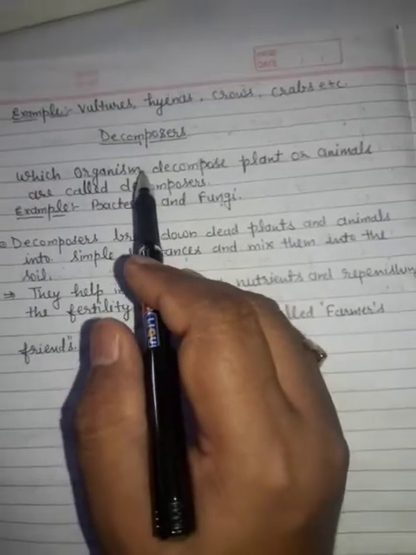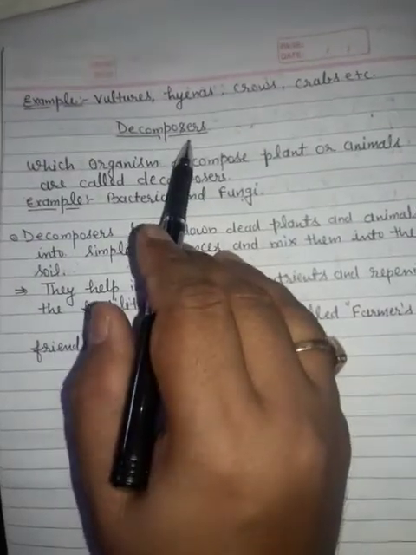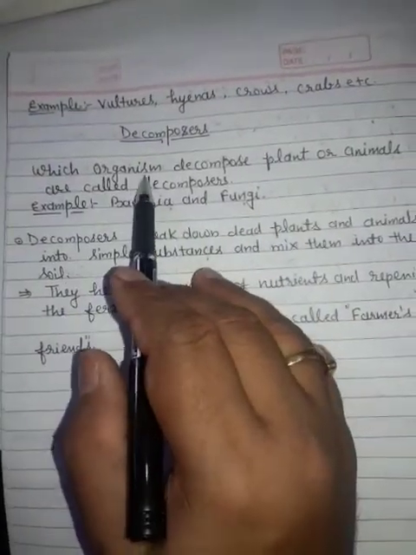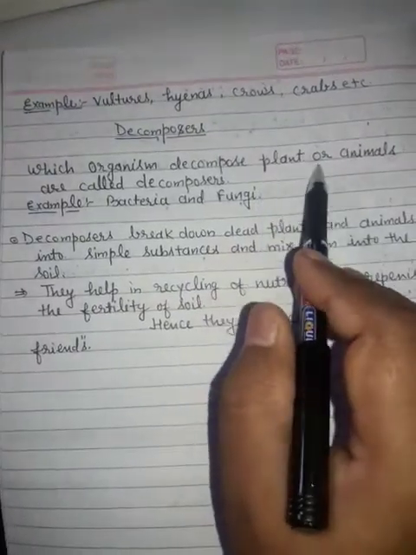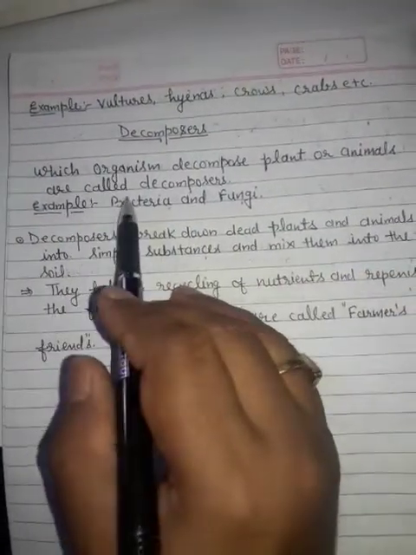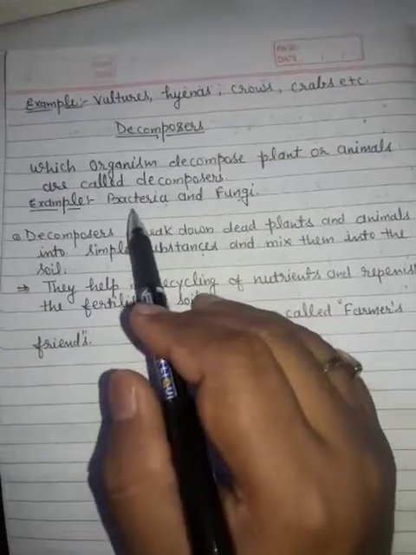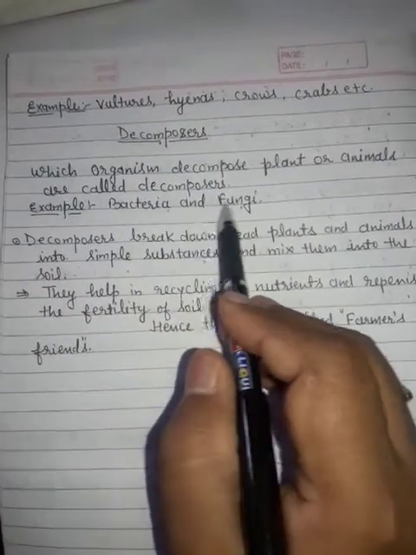And in this chapter, last topic, decomposers. Organisms which decompose plants or animals are called decomposers. Example, bacteria and fungi.